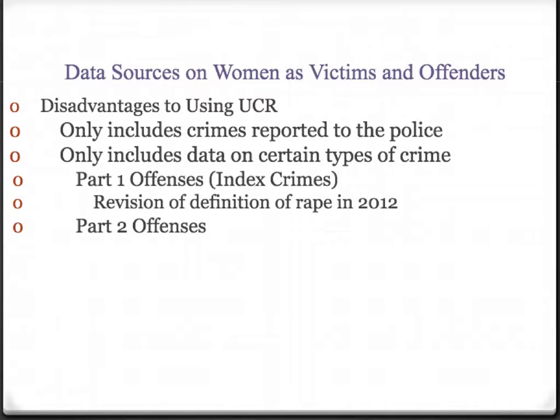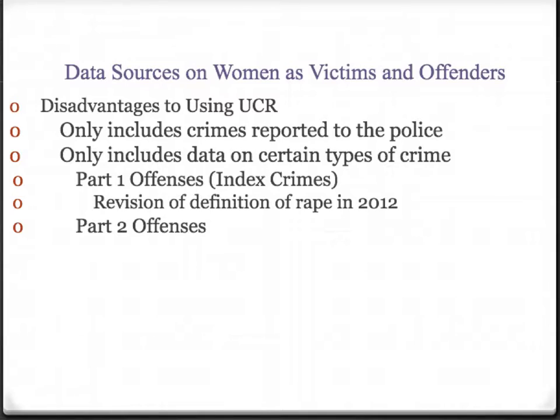It also only includes data on certain types of crime. These are the Part 1 index offenses, and there are 8 of them: murder, rape, robbery, aggravated assault, burglary, theft or larceny, motor vehicle theft, and arson. That's it. Only those 8. So things like drug offenses, which account for most of the females incarcerated, are not involved. Kidnapping's not involved. Embezzlement. There's a lot of other crimes that have no bearing on the UCR. Those crimes are called Part 2 offenses, and they're not captured on the UCR.